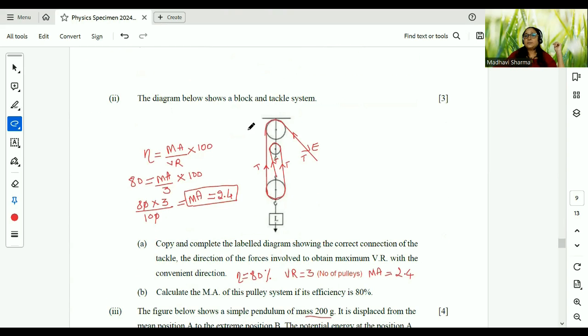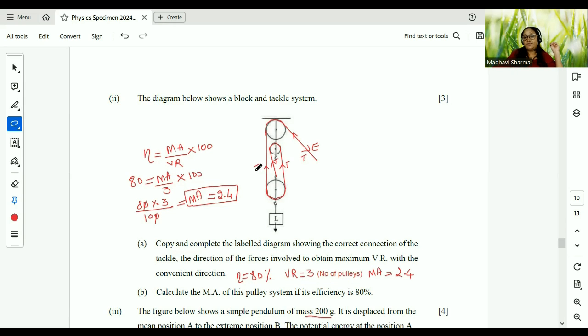Okay, the diagram below shows a block and tackle. Children always start from here. Ulta. Effort se shuru karo drawing. You never go wrong. Okay. So effort se it goes, comes. It's like a spiral. Goes, comes. Tension is always the opposite force. So there are three T's. Velocity ratio is 3 as the number of strands is 3.